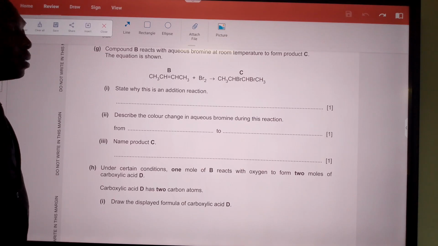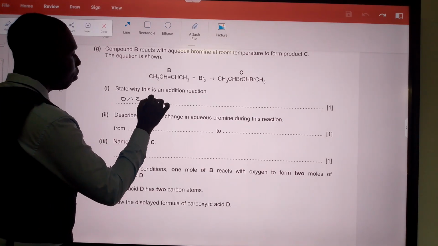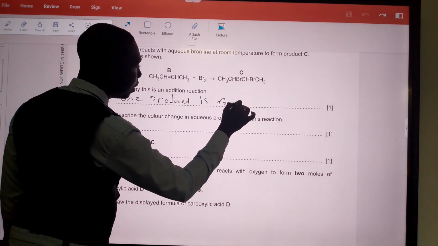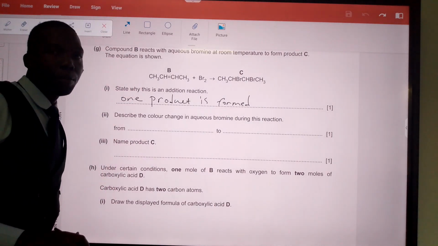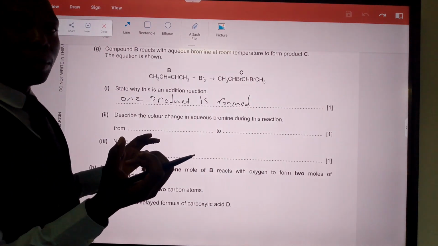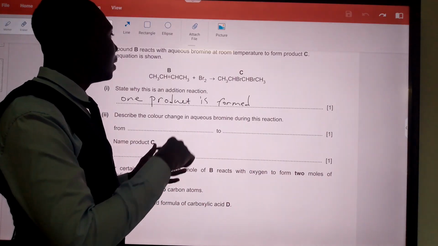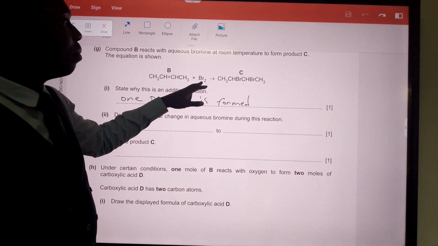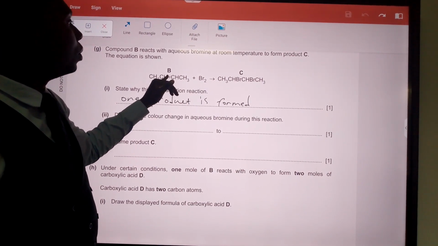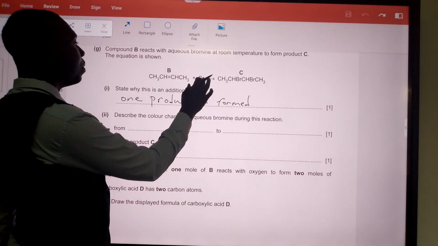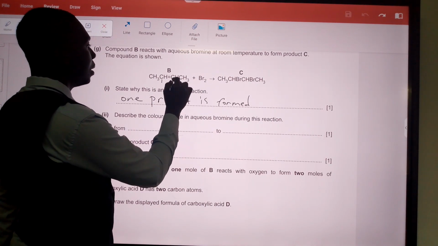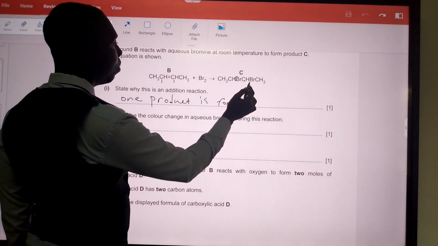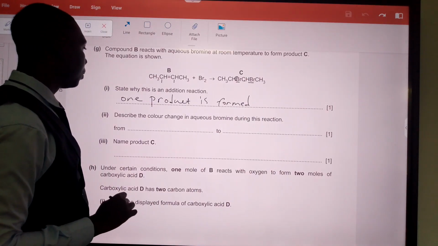So this is an addition reaction because only one product is formed. In an addition reaction, we have a large molecule reacting with a smaller molecule, and that smaller molecule is added onto the larger compound. For example, here bromine is being added across the carbon-to-carbon double bond. One of the bromine atoms attaches to this carbon, the other one attaches to this carbon. You can see here the second carbon has a bromine and the third carbon has this bromine like this.